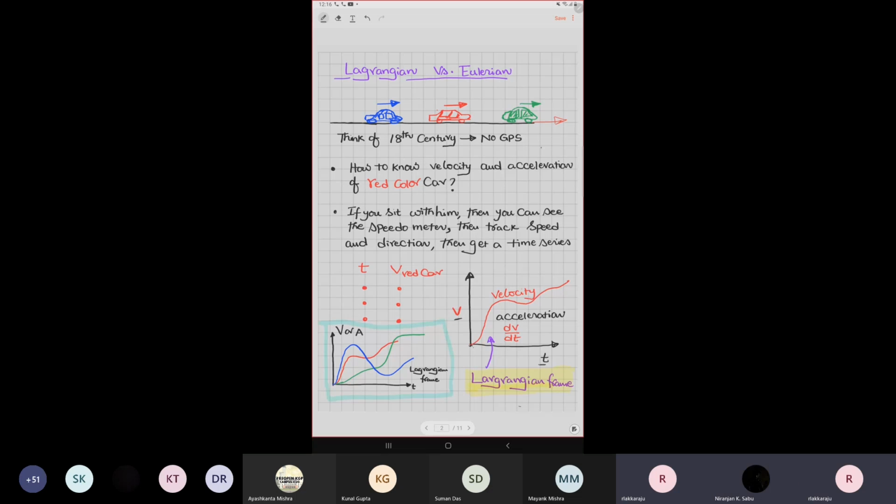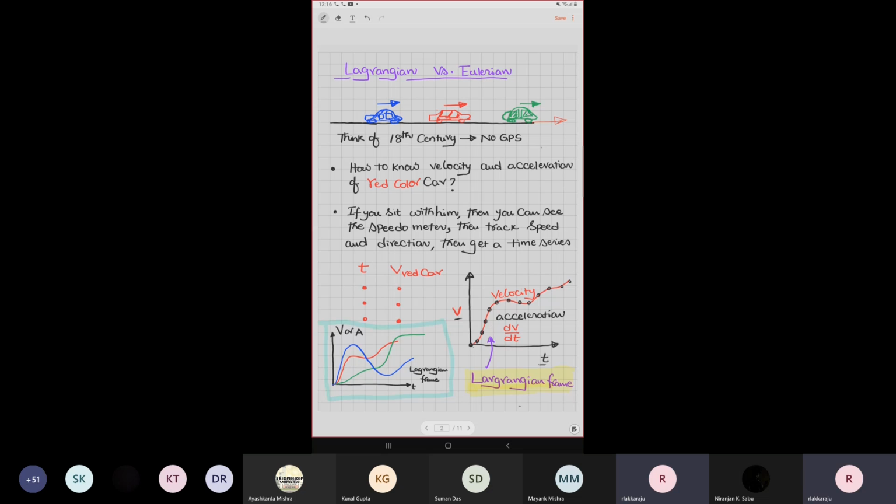Yes, sir, yes. So at every instant of time, however accurate you might be, you are going to track that particular red color car. If I am going to get such kind of velocities, we call those Lagrangian velocities. You have to sit with the car to know that, or you need some kind of GPS arrangement. All the time, you are going to track only the red color car.